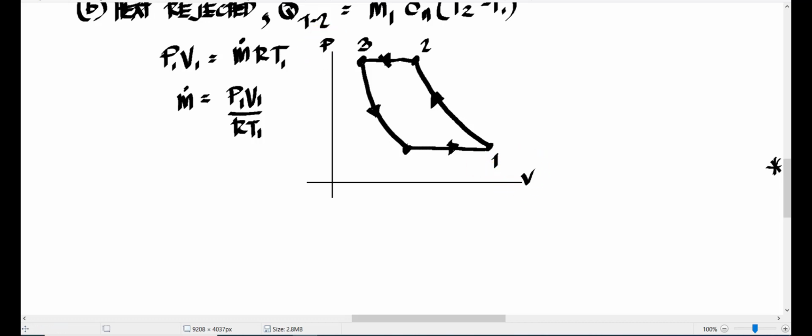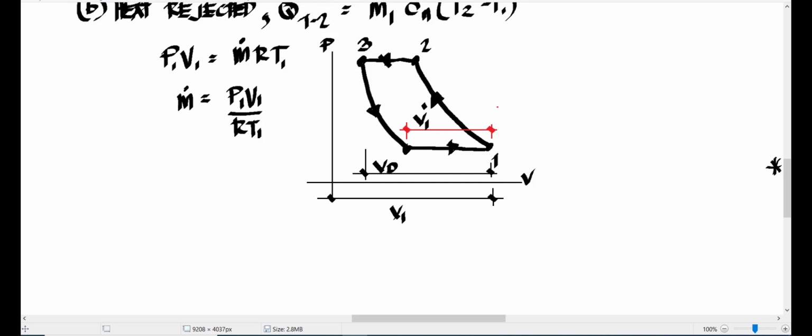So I'm going to put the values here, the representation of the problem. So for the values, okay. So we have now plotted the PV diagram.